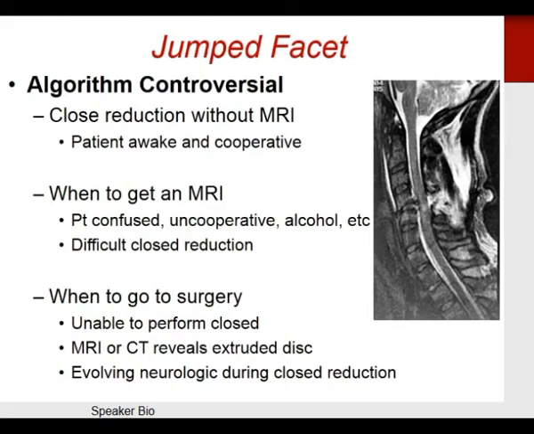Decisions to go to surgery include inability to perform a closed treatment. If the MRI or CT reveals an extruded fragment, then going to the operating room to clear that fragment is imperative, as is any evolving neurologic deficit during the closed reduction.